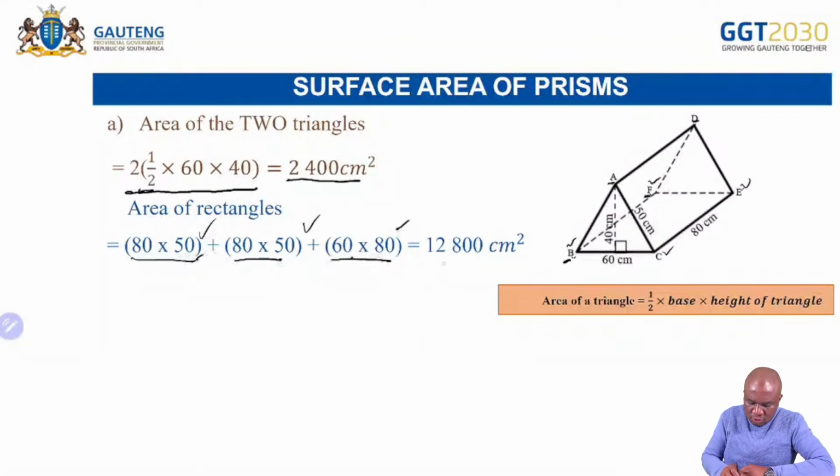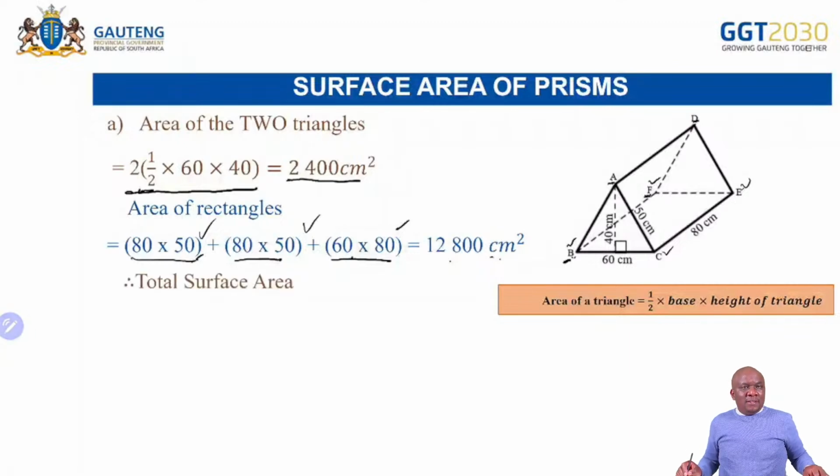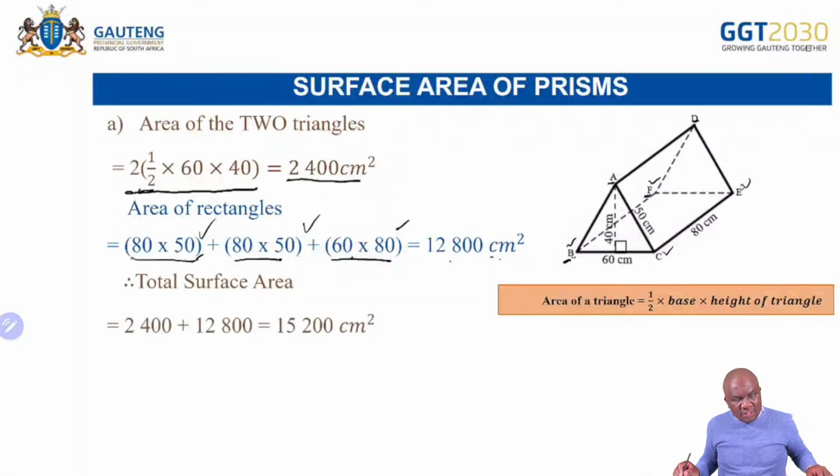And then we get 12,800 square centimeters. Now this is rectangles only. And then what we do, we add the area of the triangles and the area of the rectangles. And then we get 15,200 square centimeters. Let's write our notes for 1 minute.